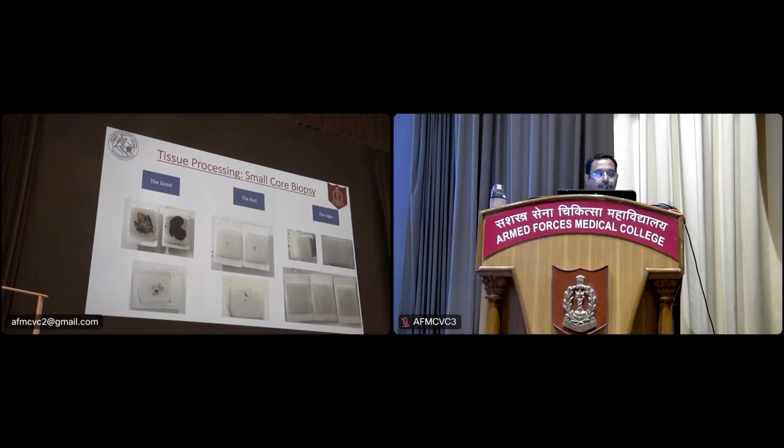So we have been receiving samples from outstation units and our command hospital here. So this is the spectrum of blocks that we've received. The good are the ones where it is easy to extract the DNA and the RNA. The bad are the ones where there is just an eosin speck and we have to really struggle to get 200 nanograms of DNA that is required to run these panels. And the ugly ones are, of course, where there is no real tissue left for processing and we have to reject those samples.